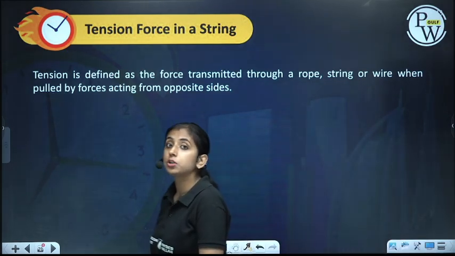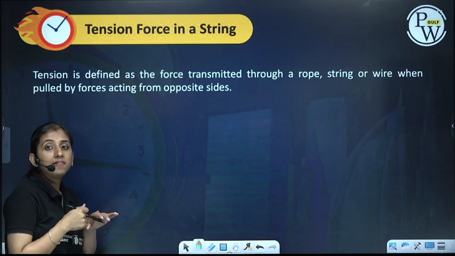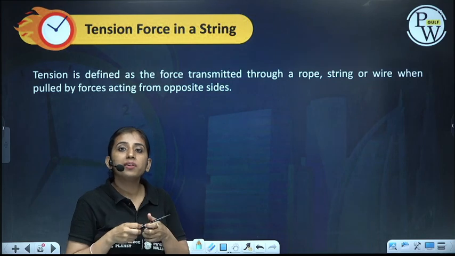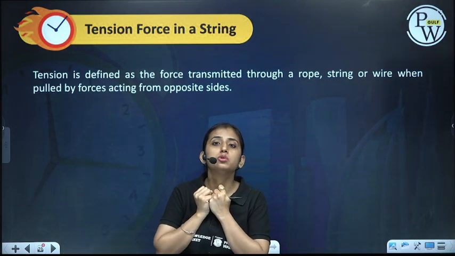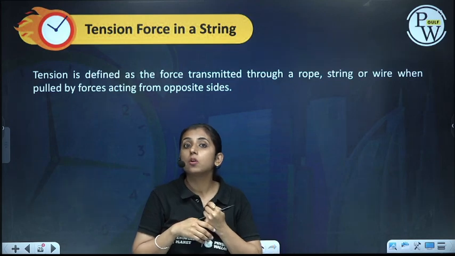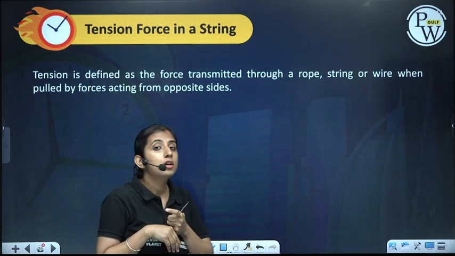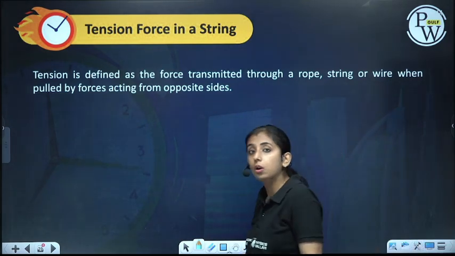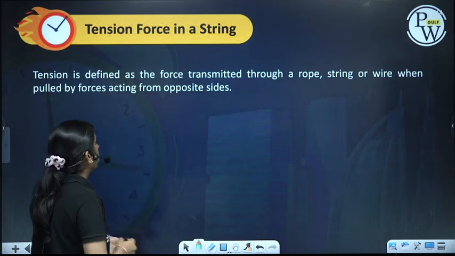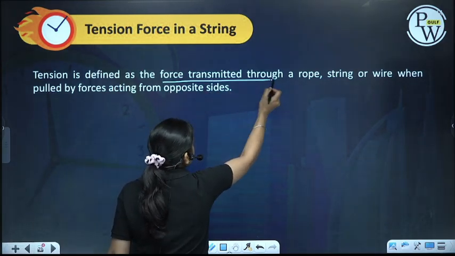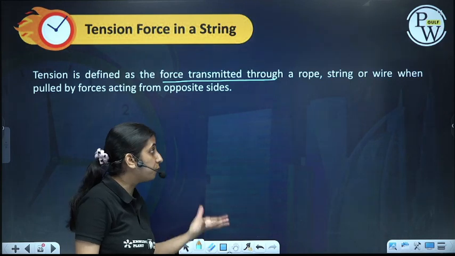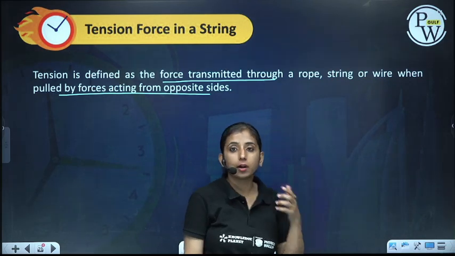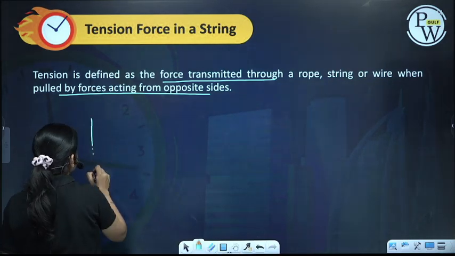Now what is tension force in a string? When we have a rope or anything tied to some body and we pull this rope, we are trying to separate the molecules or atoms of the rope. But atoms are also attracted by forces of attraction, so they don't want to separate. A force will develop along the rope, which is called tension, okay? So tension is defined as the force transmitted through a rope, string or wire when pulled by forces acting on opposite sides.